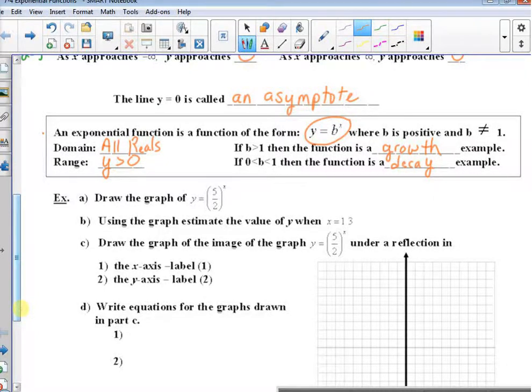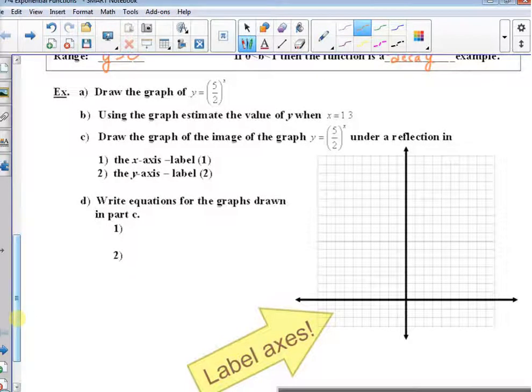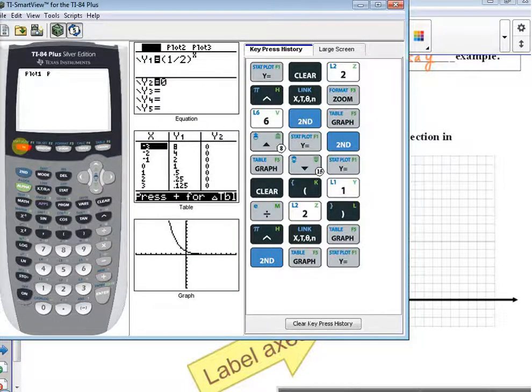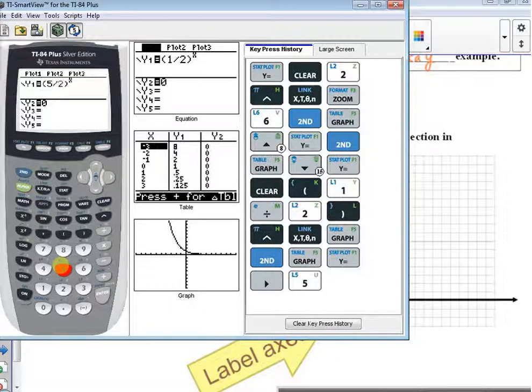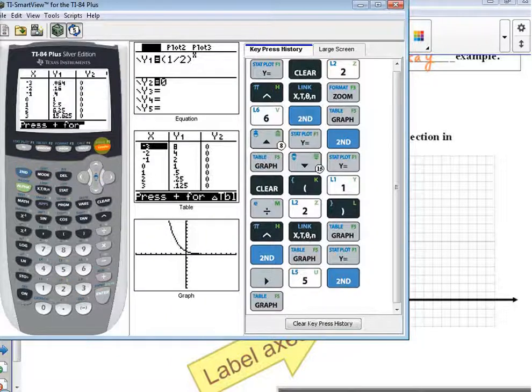So now, let's draw the graph of y equals 5/2 to the x. Okay, so I'm going to plug this in to my calculator again. So I can just go over there, change that to 5, and look at my table of values. So I have negative 2, 0.16, negative 1, 0.4. There's that 0, 1 again. 1 is 2.5, 2 is 6.25, and 3 is 15.625.